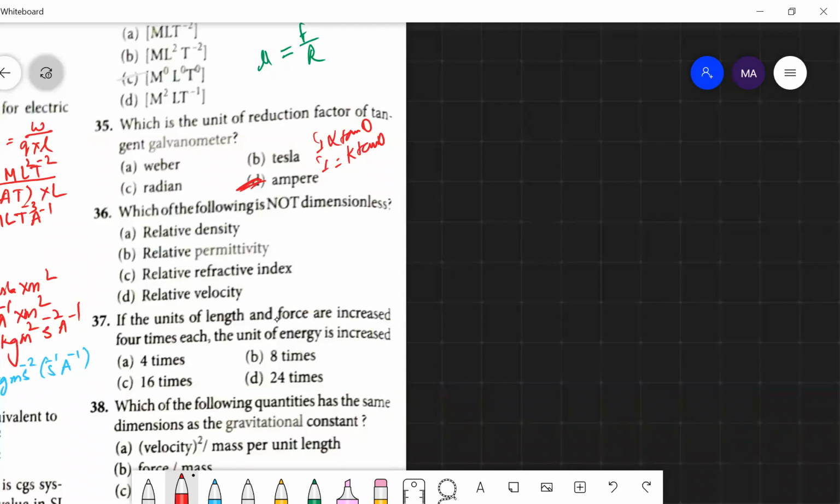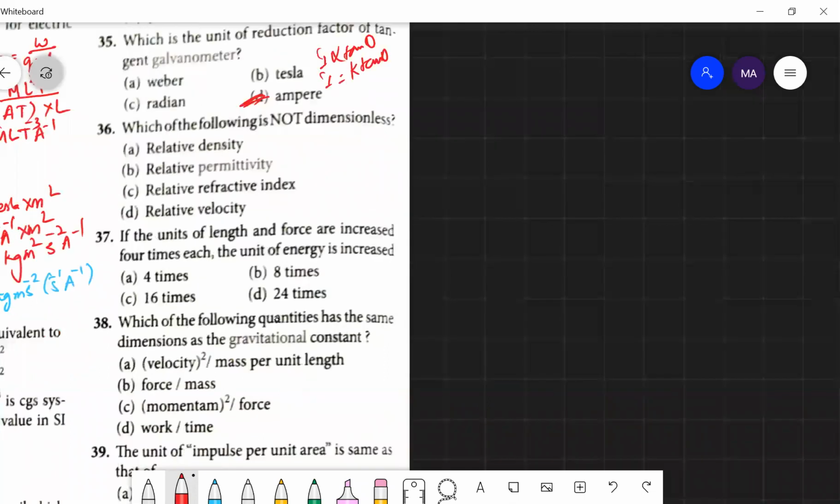Next one. Which of the following is not dimensionless? Relative density, relative permittivity, relative refractive index, relative velocity. Again, a very important, very good concept. Only relative velocity has the dimensions of velocity. All others are constants which are dimensionless, because relative density is dimensionless, relative permittivity is dimensionless, relative refractive index is also dimensionless. Relative velocity has the dimensions of velocity. So for the 36th one, I can write D as the answer.